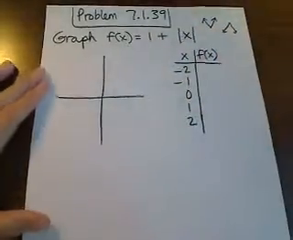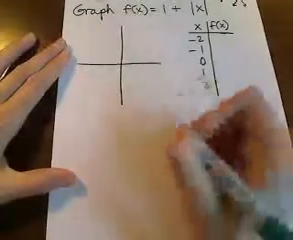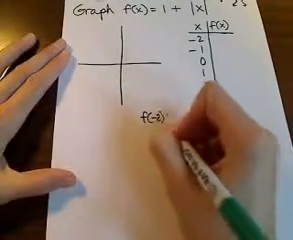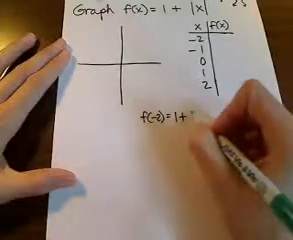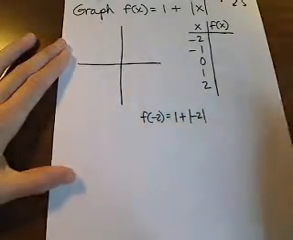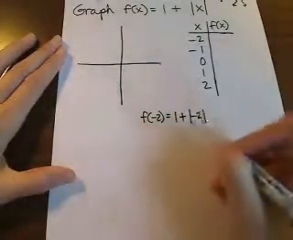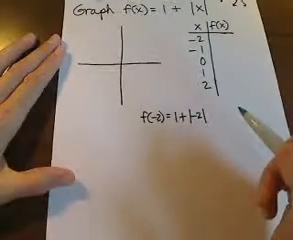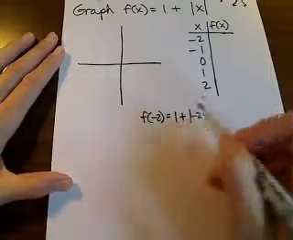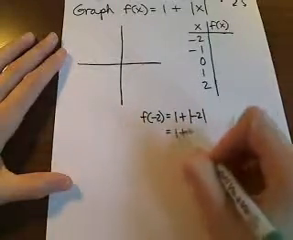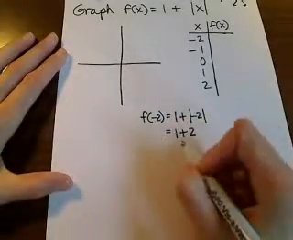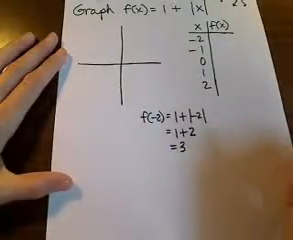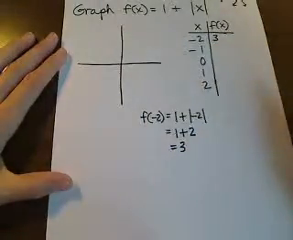And when I plug these in, if I evaluate f at -2, then I have 1 plus the absolute value of -2. And remember that the absolute value makes a number positive. It's just talking about the distance from 0 on the number line. So this would become 1 plus 2, which is 3. So that's one of our ordered pair points.